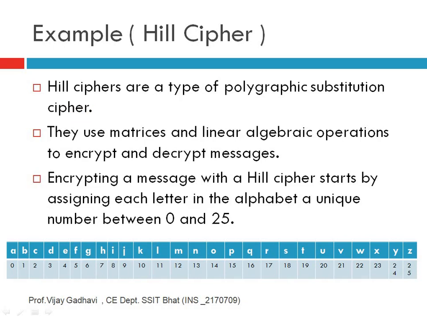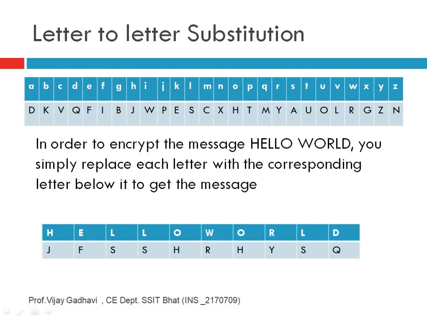For example, here you see alphabets and numbers. The Hill cipher is a type of polygraphic substitution. It uses a matrix and linear algebra operations to encrypt and decrypt a message. Encrypting a message with a Hill cipher starts by assigning each letter of the alphabet a unique number between 0 and 25. Letter to letter substitution, you have already seen. In order to encrypt the message hello world, you simply replace each letter with the corresponding letter below it to get the message.